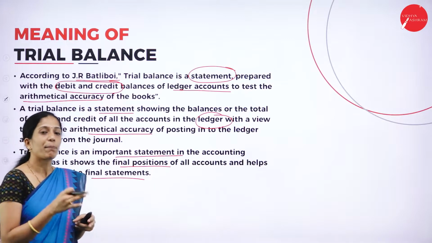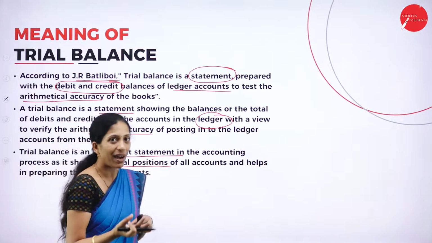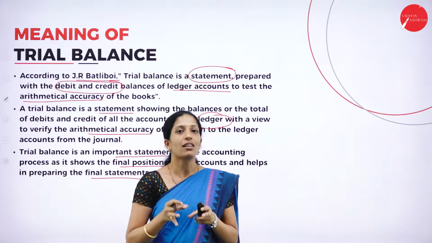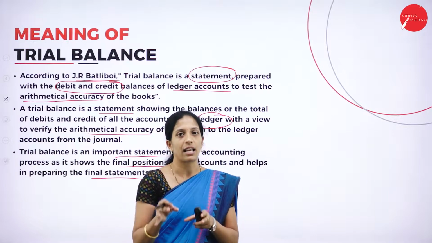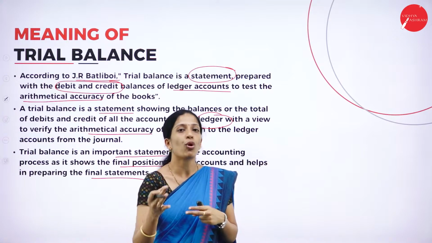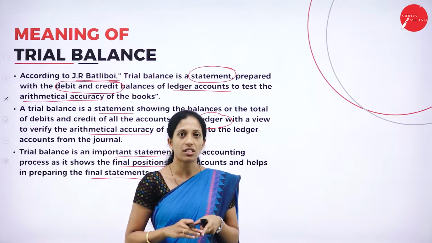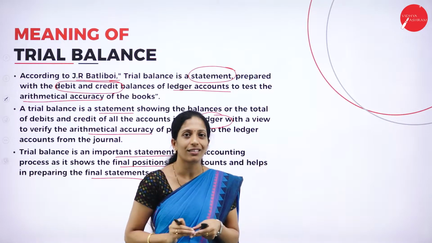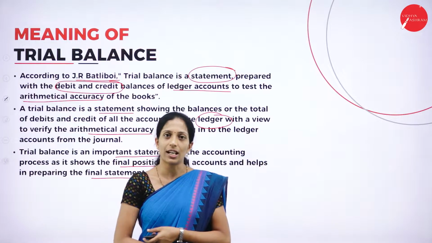So if we prepare the financial statement first, then preparing the trial balance is a waste. First we have to check whether our journal entry and ledger account are correct or not. Then we will move on to the preparation of the financial statement. So in between, the trial balance is prepared only to check the accuracy of the ledger account.